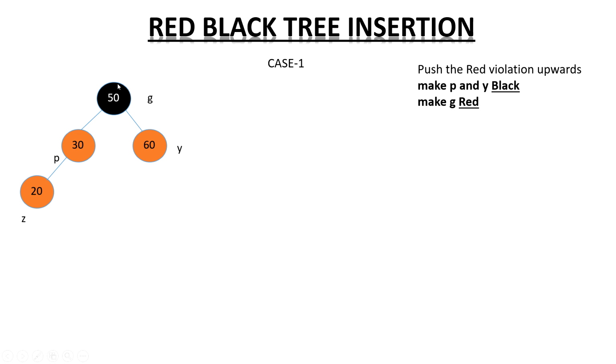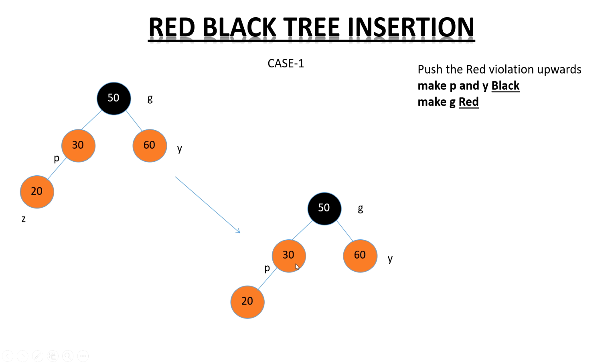By pushing the red violation upward, if we make G red and the parent of G is also red, then it will create a red violation, and we'll have to see whether its uncle is red or black. So we can actually take a decision if it falls in case 1, case 2, or case 3. So now if we make this, P and Y will be black and G will be red.